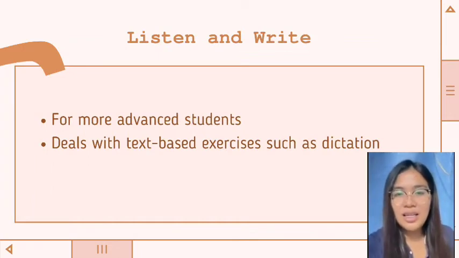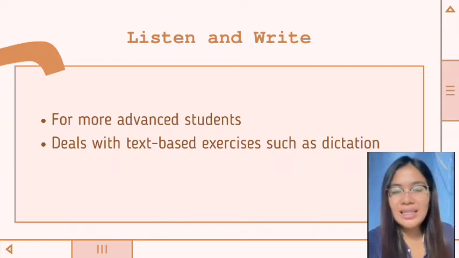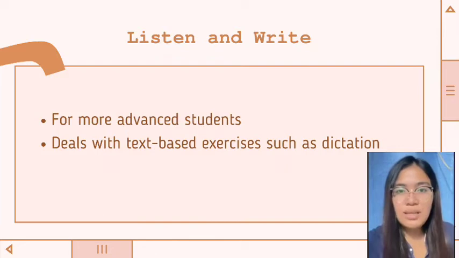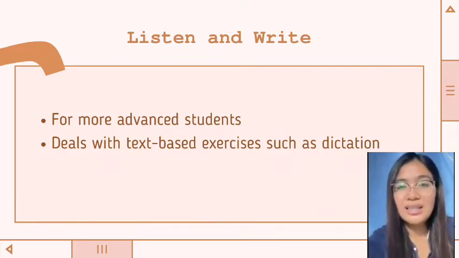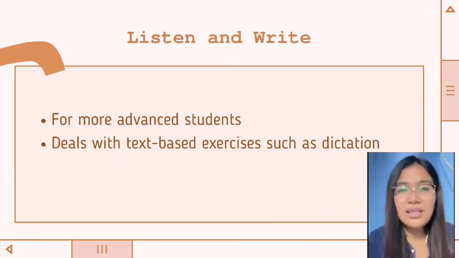Listen and Write. It is for more advanced students. It deals with text-based exercises such as dictation. One example of enhancing listening and writing skills is an activity that has been discontinued, but it helps students practice skills. They have to listen to the sentences and write them down. They have to read and say their sentences to their teacher to make sure that they got the sentences right. This activity is a dictation of short passages.